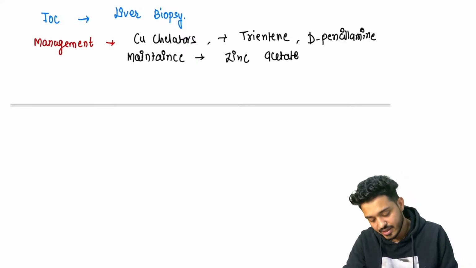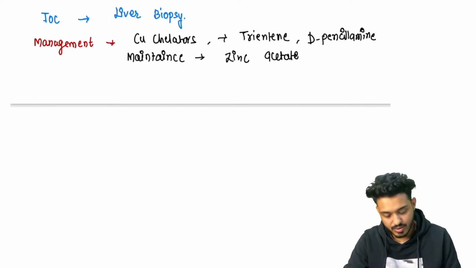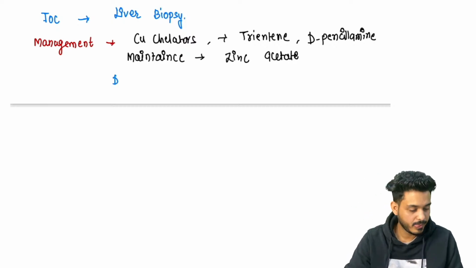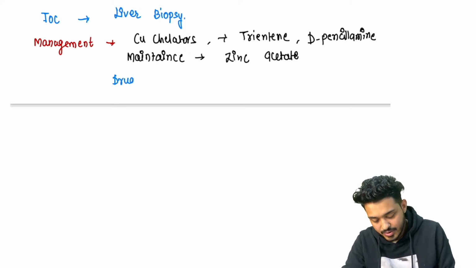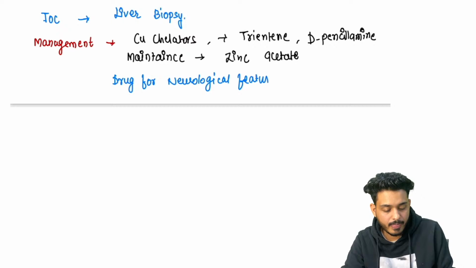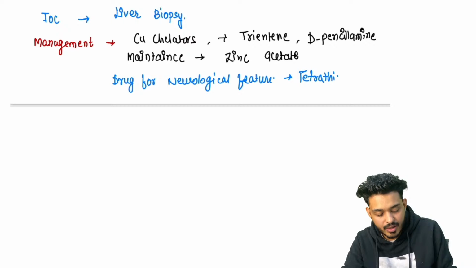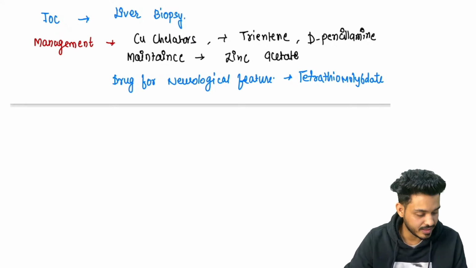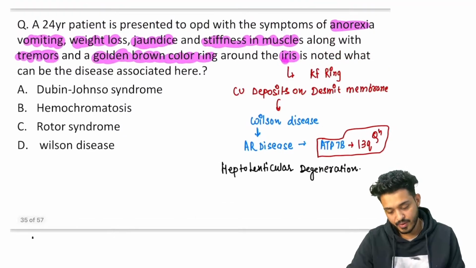Molybdate, yes, molybdate we can also use for neurological features, beta. Okay, molybdate we can also use, Rahul, you can remember. Desferoxamine नहीं, we can use a drug for neurological features. For neurological features, the drug that we are using is tetrathiomolybdate. ठीक है? Okay. So this is going to be the short story about the Wilson's.